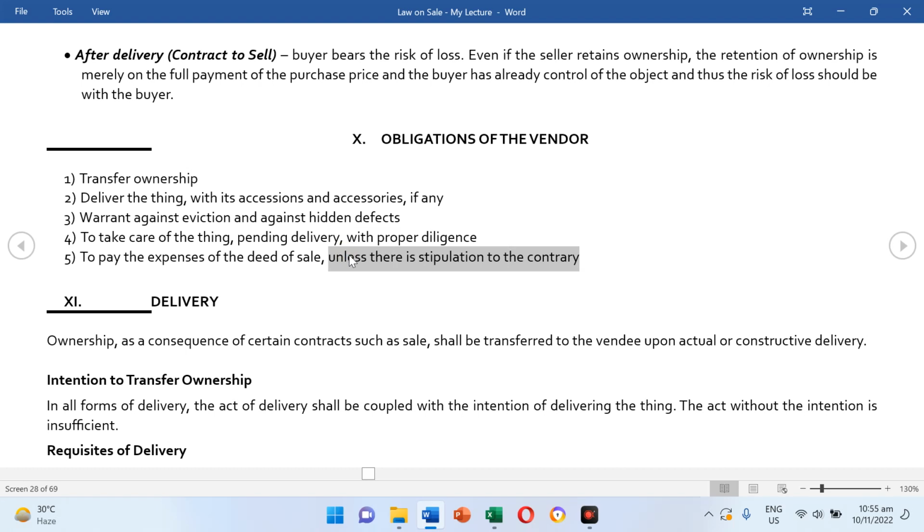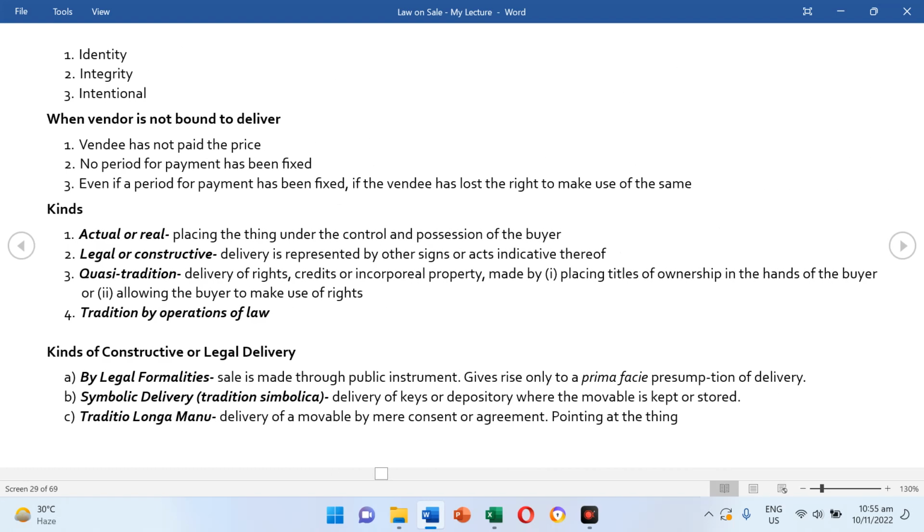Delivery or tradition. Now, alam naman natin, class, that the delivery transfer ownership, no? Ownership as a consequence of certain contracts such as sale shall be transferred to the vendee upon actual or constructive delivery. Actual, pag goods, i-deliver mo actual. Pag lupa, constructive delivery by papanotarize mo yung deed of sale, bigay mo kay seller, ipaparegister niya sa Register of Deeds. Intention to transfer ownership. Okay, requisites of delivery, identity, integrity, intentional.